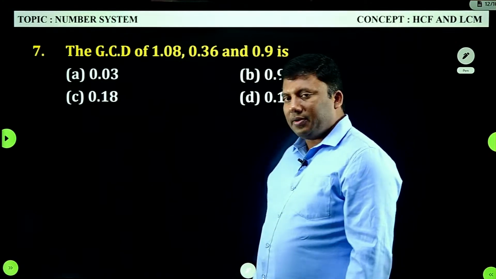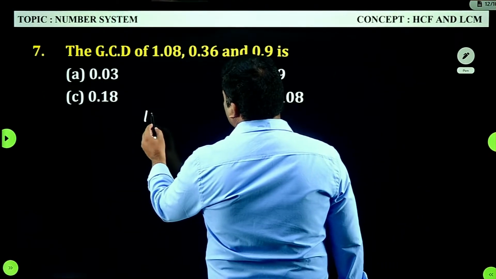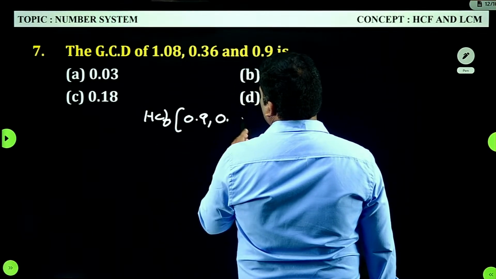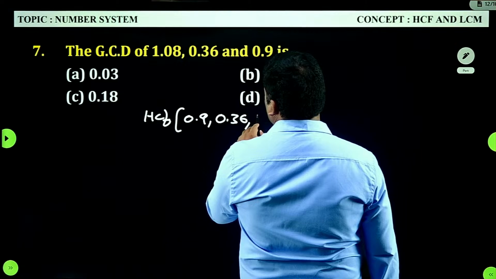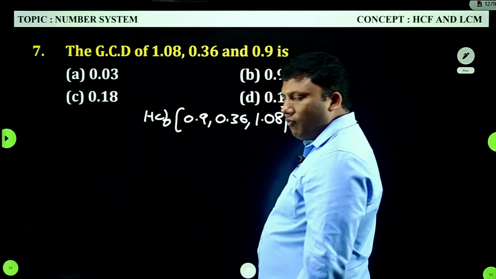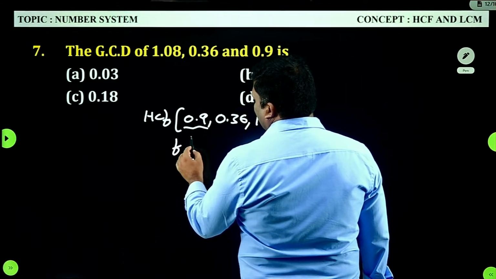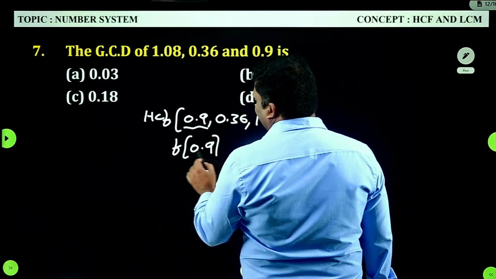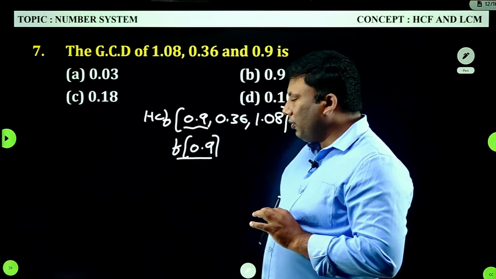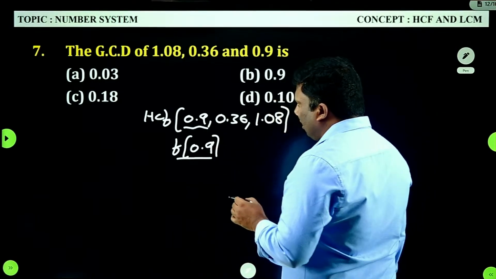Now see here. Please tell me the answer. GCD is HCF. It is the HCF of 0.9, 0.36 and 1.08. The answer should be the smallest number or a factor of the smallest number. Answer should be a factor of 0.9. Which one is a factor?